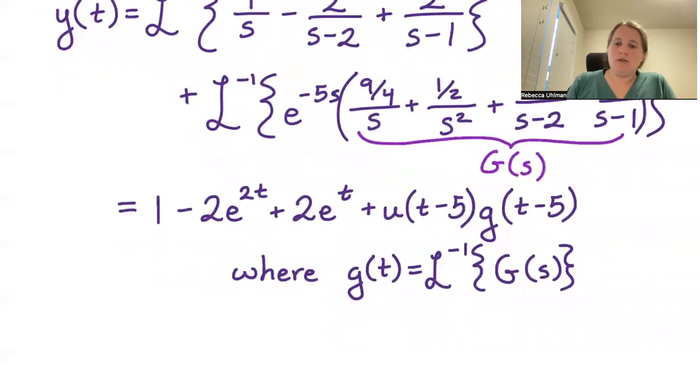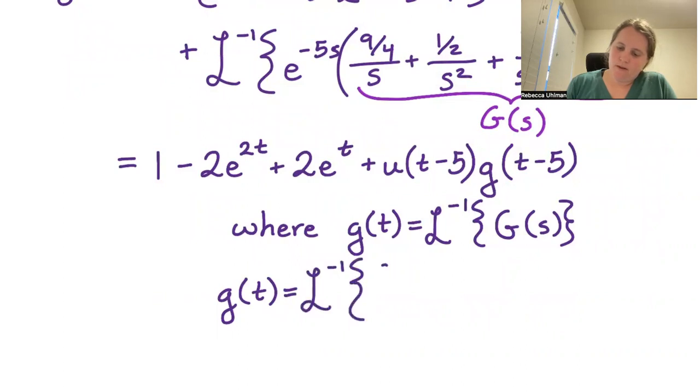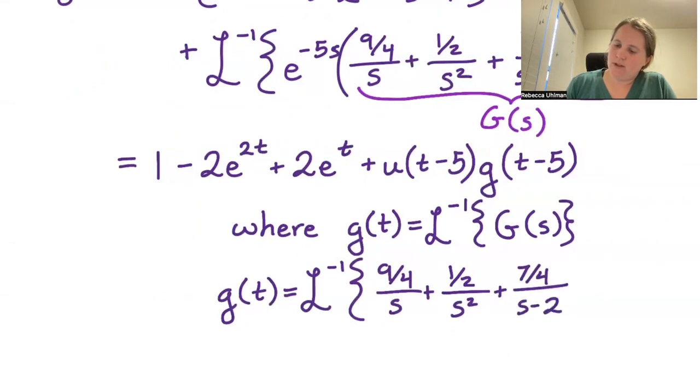So we need to find g of t. So we have g of t is the inverse Laplace transform of 9/4 over s plus 1/2 over s squared plus 7/4 over s minus 2 minus 4 over s minus 1.